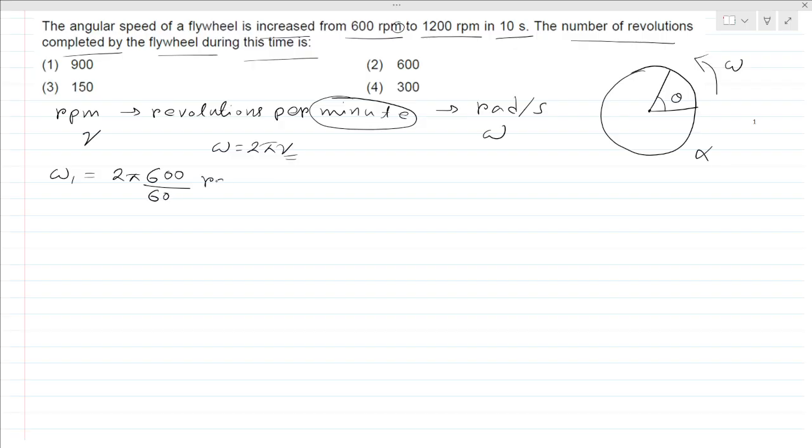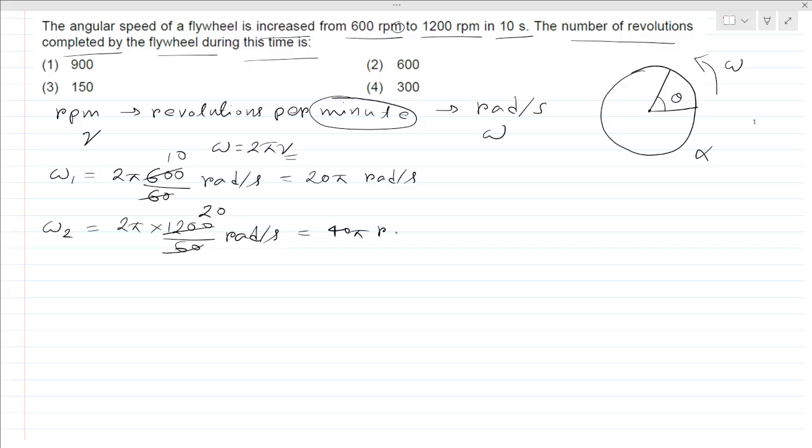So omega 1 equals 20 pi radian per second. Why do we have to convert it? Because it is a standard form and omega should be in radian per second. Again, similarly we can write omega 2 equals 2 pi into 1200 by 60 radian per second. So if you calculate, then we will get the value 40 pi radian per second.